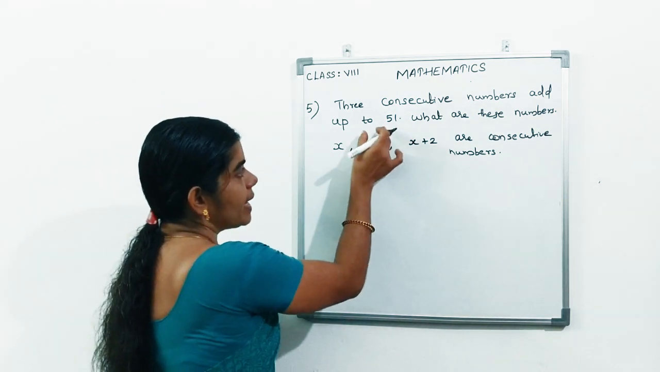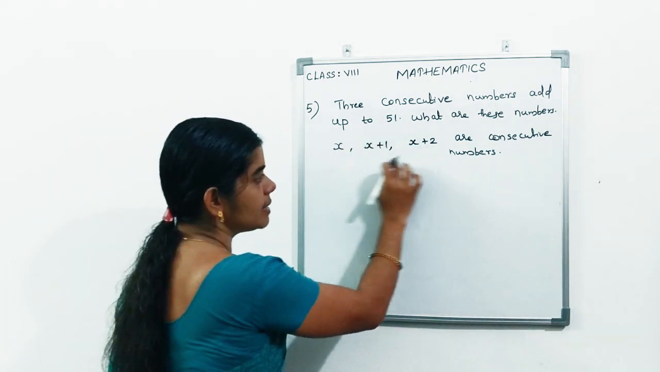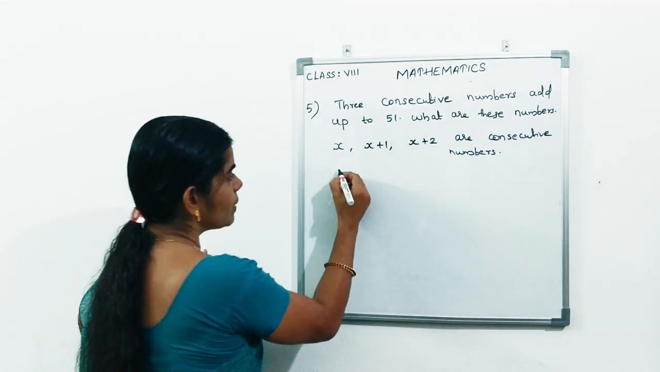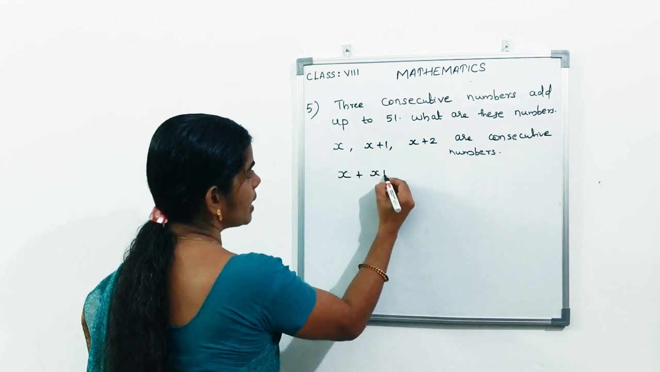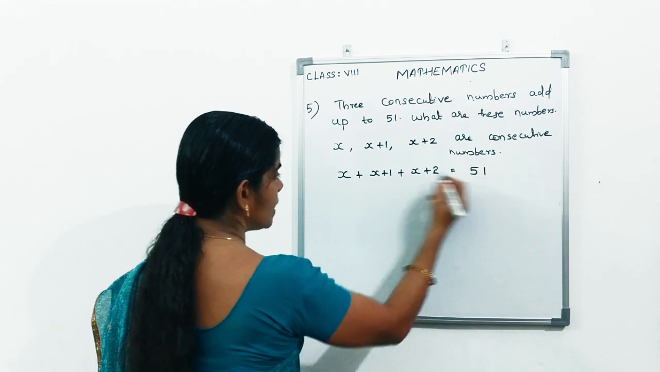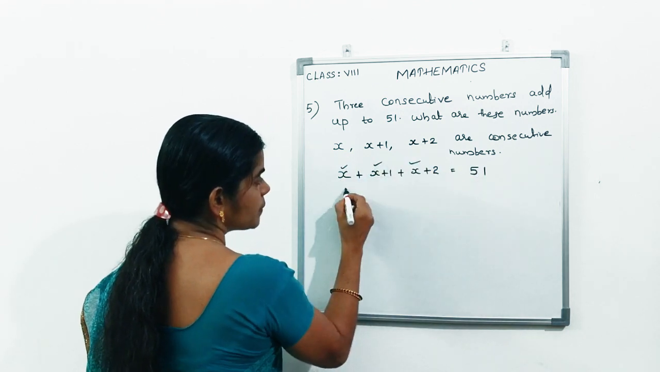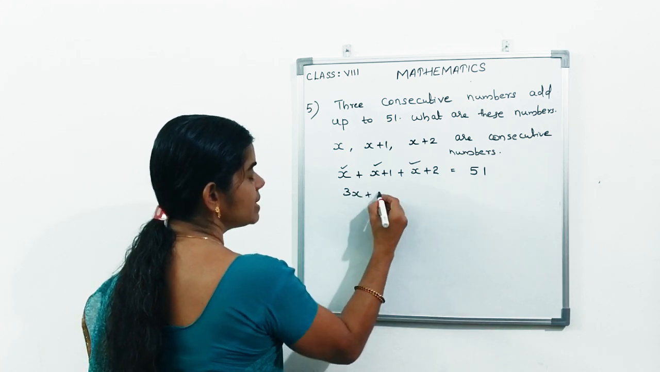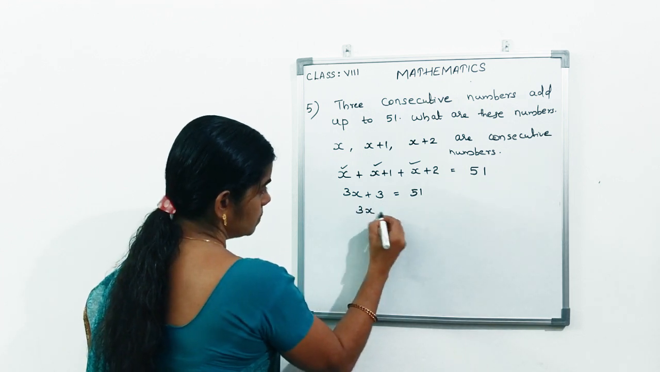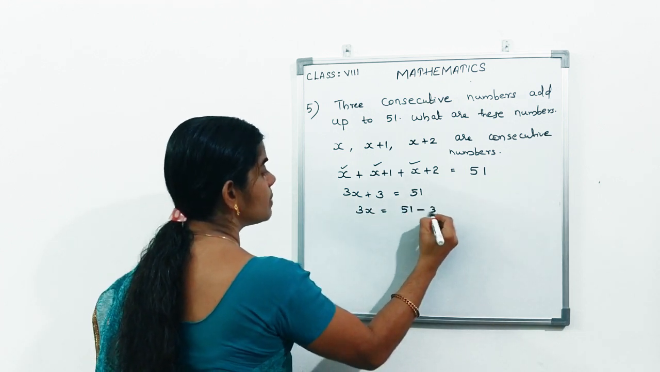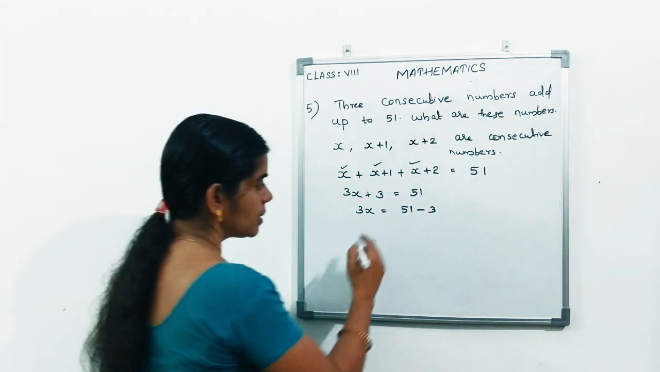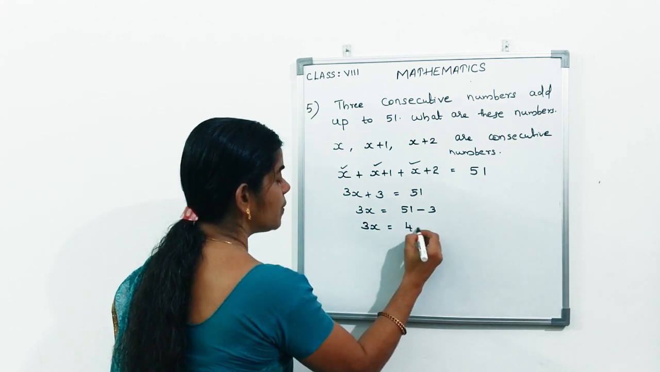What they told: add up to 51. Therefore, if you add these three numbers, the answer is 51. You want to find each number. Then x plus x plus 1 plus x plus 2 is equal to 51. How many x are there? 3, so that will be 3x. 1 plus 2 means 3. 3x plus 3 is equal to 51. 3x is equal to 51 minus 3. What will you get? 48. Then 3x is equal to 48.